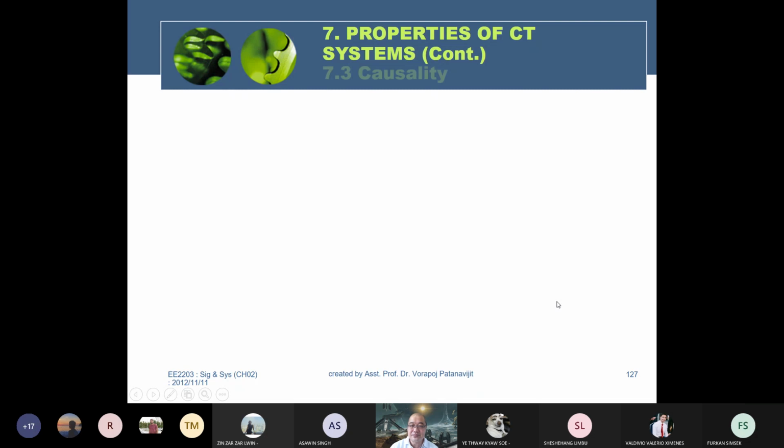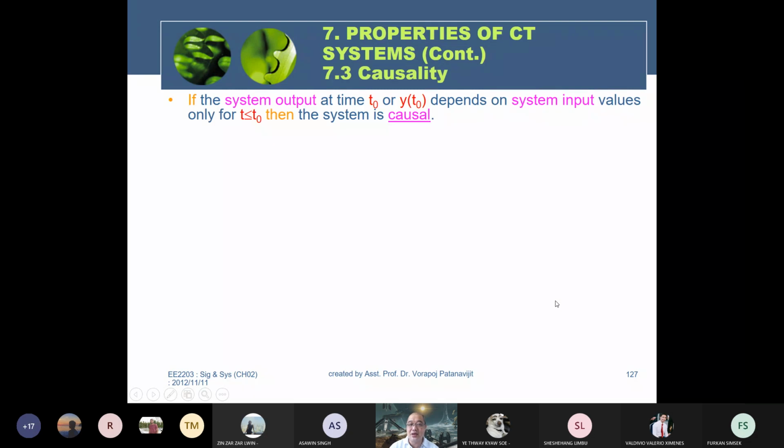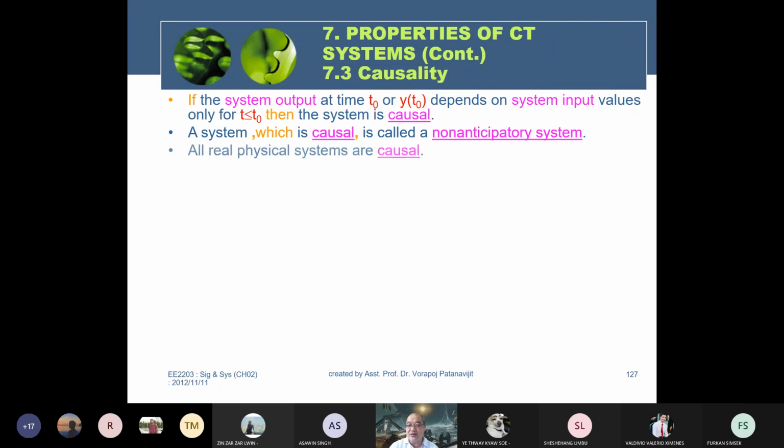The next one is causality. If the system output at time t0, or y(t0), depends on the system input value only for times less than t0, then the system is called causal. A causal system is called a non-anticipatory system. All real physical systems must be causal.